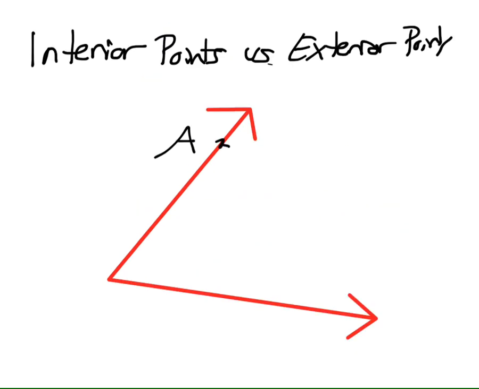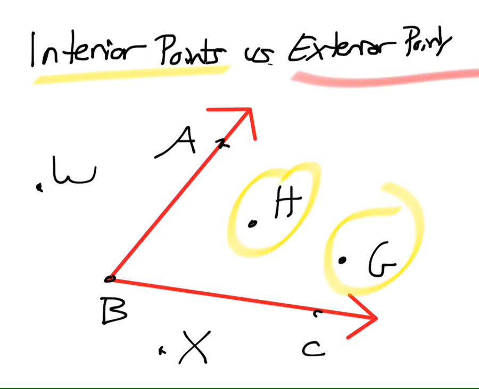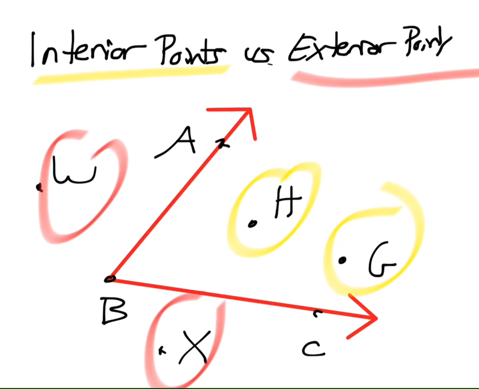Very straightforward, but if I had angle ABC with points scattered around like that, I could say, name the points that lie on the interior of this angle. What would be the points that lie on the interior of this angle? H and G would be on the interior. Which points would lie on the exterior? W and X. Very simple. We know interior means inside, exterior means outside.